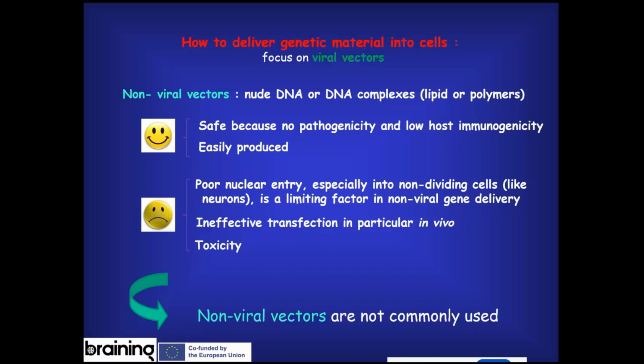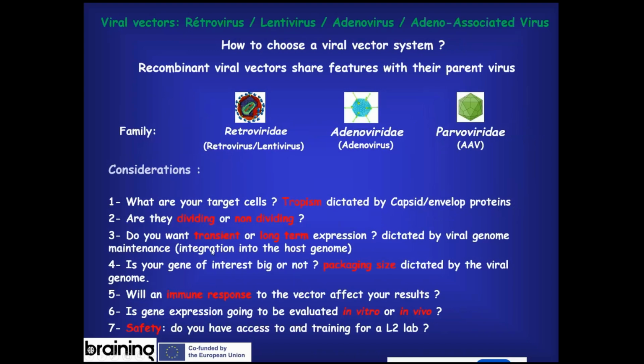So if you want to put some genes in cells of mice without doing transgenesis, we need to use viruses. So how can we choose a viral vector system? We can have several families. We can have the retroviridae, we can have the adenovirus, and the parvovirus. So when you want to create a virus to express genes in mice, you need to choose what your cell targets are, which can be dictated by the capsid of the virus, which is the external part.